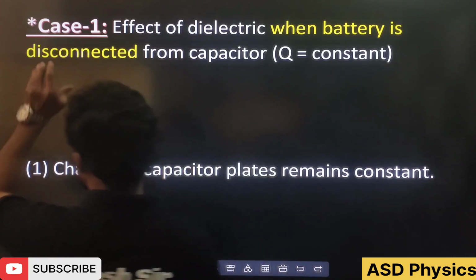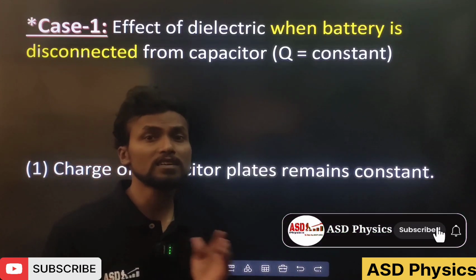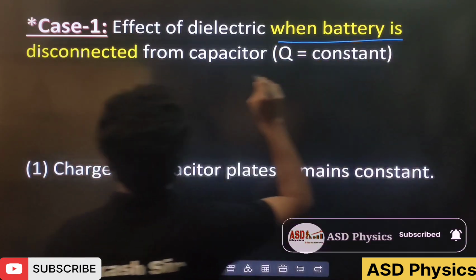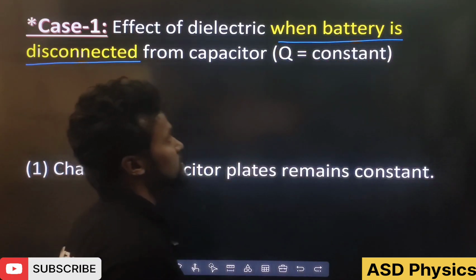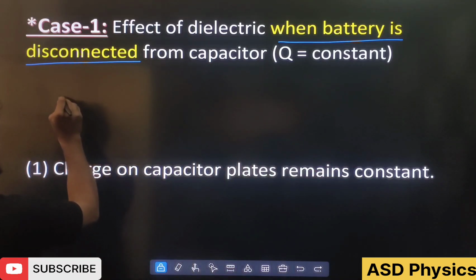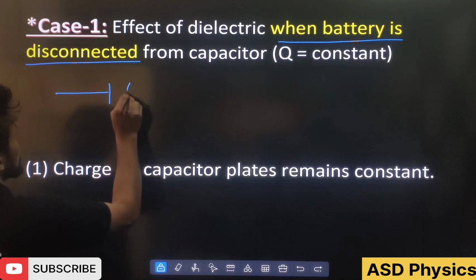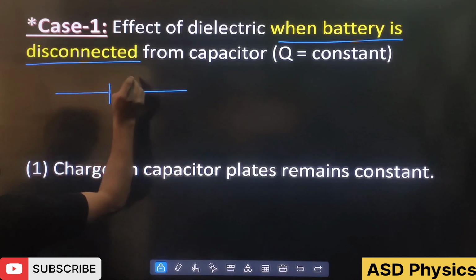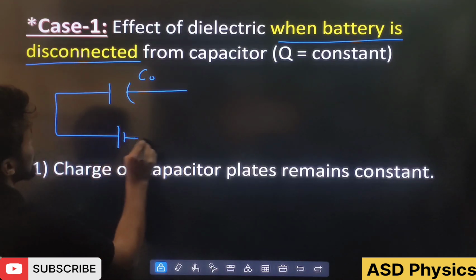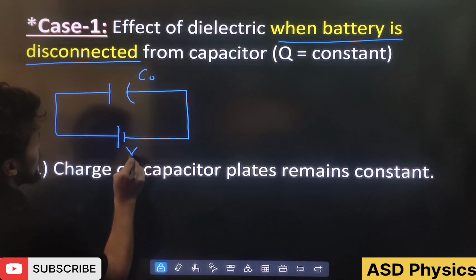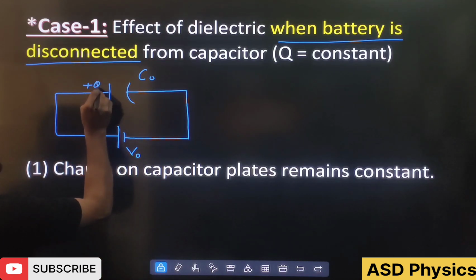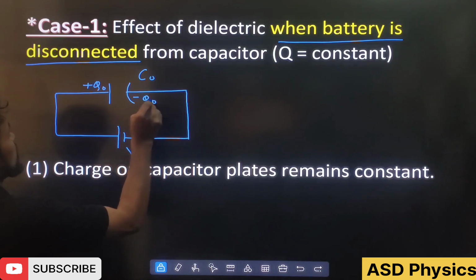The first case is the default case, that means when the battery is disconnected. So see here, effect of dielectric when battery is disconnected from capacitor. In this situation the charge will be constant. Let me draw one capacitor like this, with capacitance C naught, connected to one battery, and the potential here is V naught. The charge on this plate is plus Q naught and on this side you can write minus Q naught.